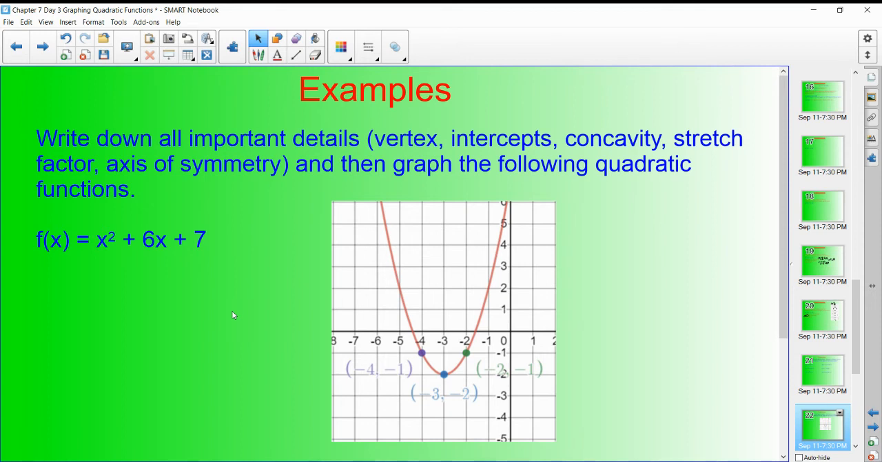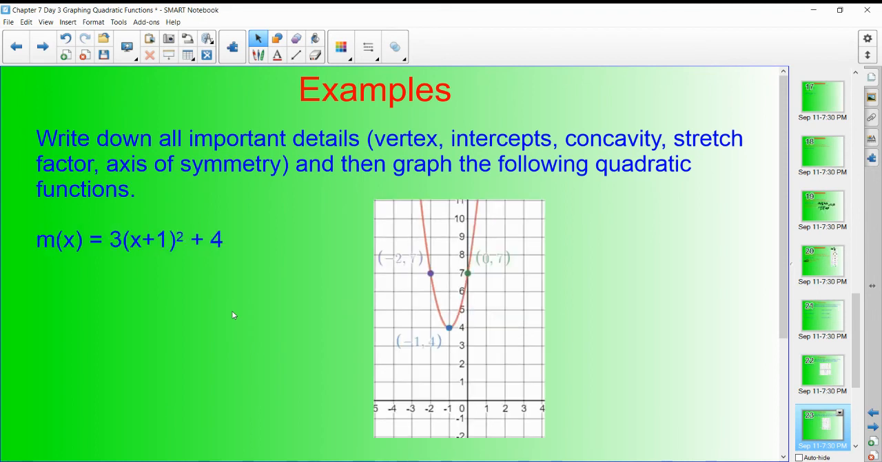Now let's look at a few more. This one is in vertex form, so the vertex is -1, 4. My stretch is 3, so left 1 up 3, right 1 up 3. Maybe you put 0 in for x and saw that you have the point 0, 7. That's the y-intercept. Line of symmetry, x equals -1, concave up, vertical stretch of 3. This one we don't really find the x-intercepts from. And in this case, there are no x-intercepts.